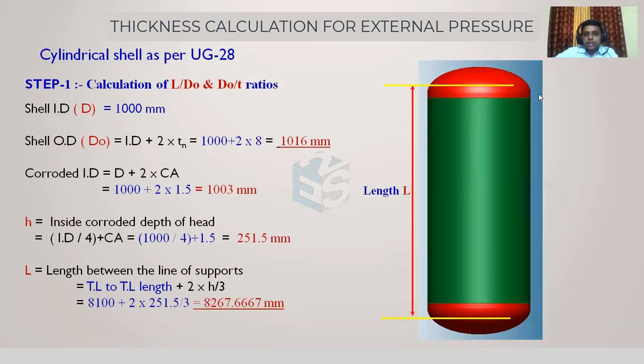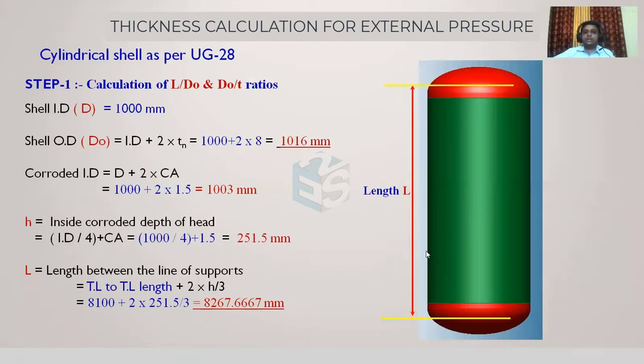So it becomes 8267.667 mm for this case. So 8100 plus 2 times H by 3. H we have calculated as 251.5. So this is the length for which we need to analyze this vessel cylindrical shell. So this cylindrical shell will not be analyzed for 8000, which is only the shell course length, or 8100 mm, which is only the tan to tan length, but it needs to be analyzed for the length of 8267.667, because that is the distance between the two lines of support.